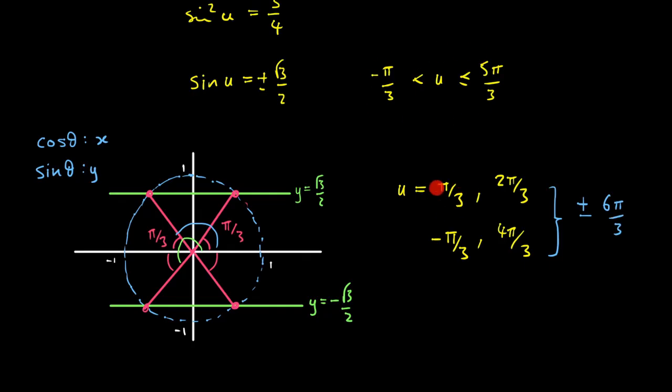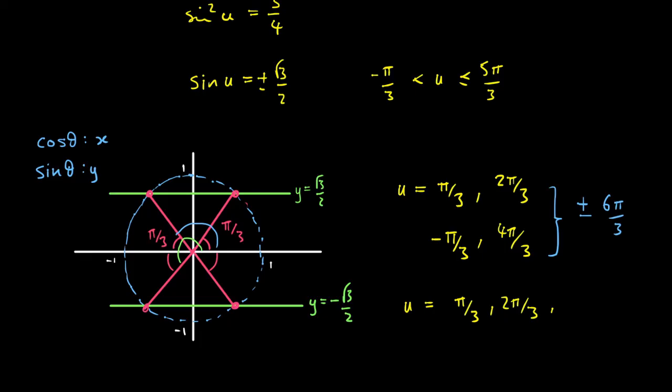So pi by 3, if I subtract 6 pi upon 3, I get negative 5 pi upon 3, and that's out of the domain. If I add 6 pi upon 3, I get 7 pi upon 3, that's out of the domain. So pi by 3 is the only solution for that. Now, if I take 2 pi by 3, if I subtract 6 pi by 3, I get minus 4 pi by 3. That's out of bounds. If I add 6 pi by 3, I get 8 pi by 3. That's also out of bounds. So 2 pi by 3 is the only one for that solution.